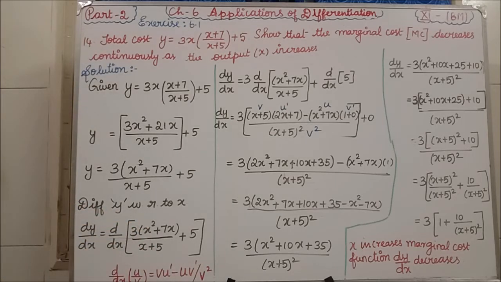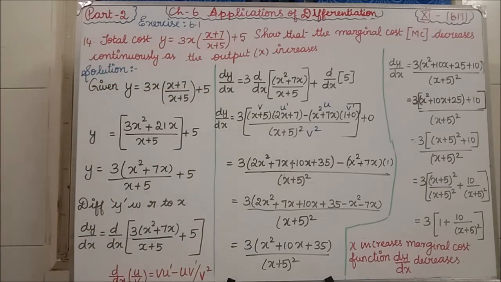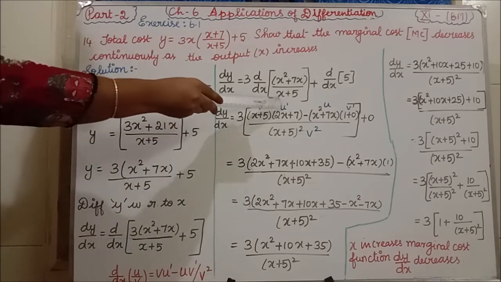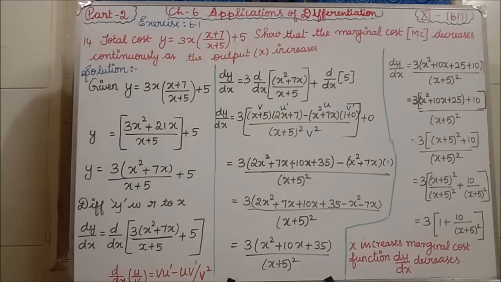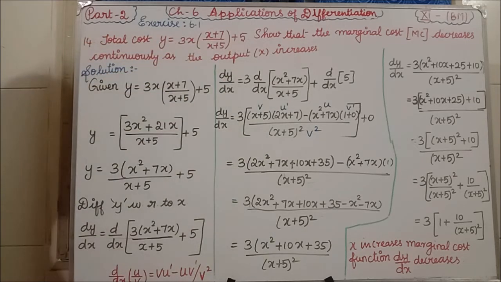Okay, what is the quotient rule? vu dash minus uv dash divided by v square. So based on this we are going to express now. Clear? So what is the rule? V is the denominator, U is the numerator. You all know, isn't it? Do you want me to write which one is V and which one is U? No need, you yourself will know. Numerator part is U and denominator part is V.